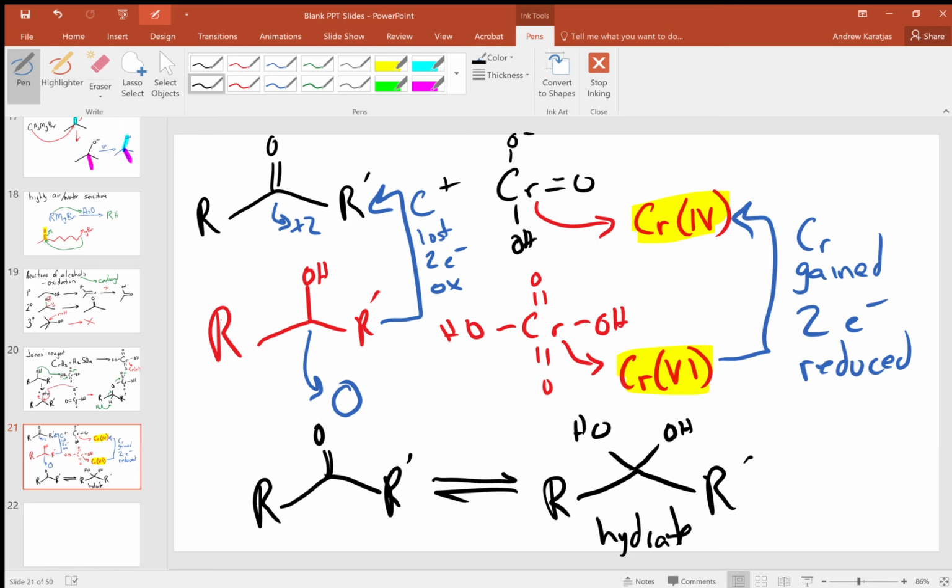And so in this situation where we're dealing with a ketone, it forms the hydrate, but there's nowhere for the hydrate to go. But what happens if we have a primary alcohol?